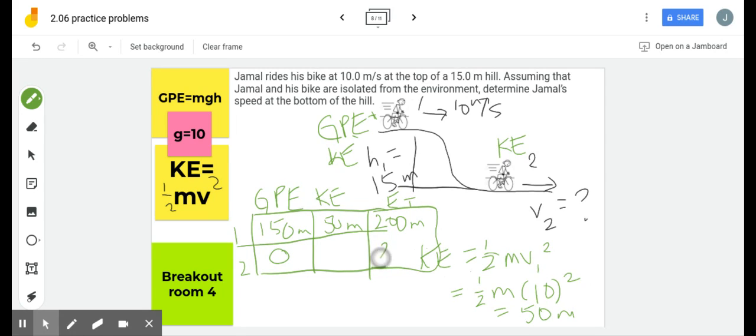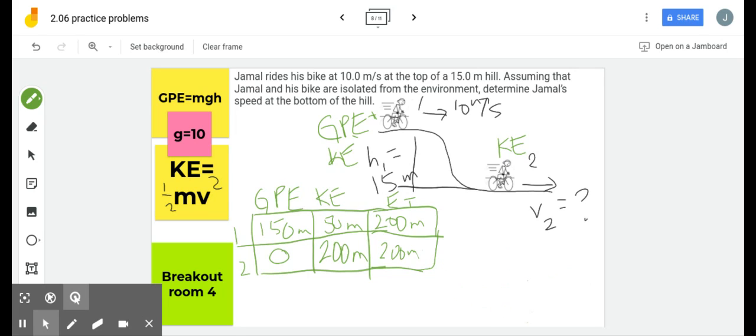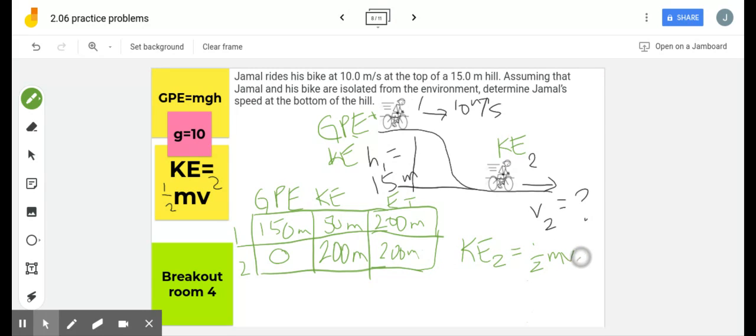Which means his kinetic energy at the bottom has to be 200 m. So let's calculate his speed. KE2 equals 1/2 mv2 squared. That means 200 m equals 1/2 mv2 squared. First things first, I'll get rid of m, and I'll multiply by 2. I'm going to move my work over here. So I get 400 equals v2 squared.